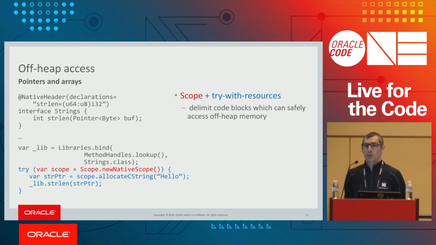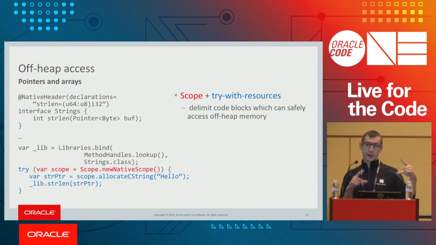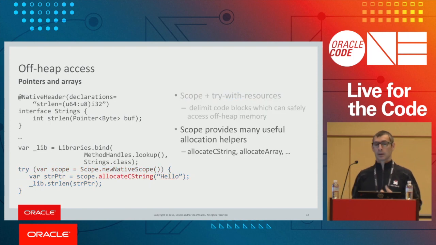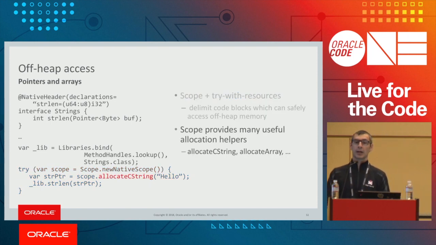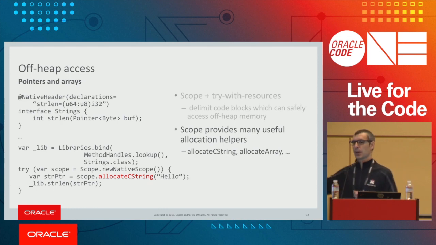Scope is an AutoCloseable interface, so you can use it in a try-with-resources. And the block of the try-with-resources denotes the region of your code in which it's safe to operate with the pointers that are coming out of your scope. Once you have a scope, you can call one of the many allocation methods that are provided by scope. In this case, we just want to create a string, so we'll call allocateCString, which takes a Java string and returns a zero-terminated C string back, a pointer to it. And then we can just pass the pointer to the native function, and the binder will take care of extracting the address and passing it to the native function.